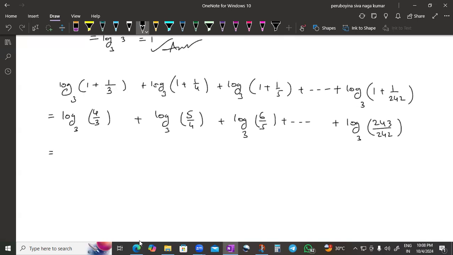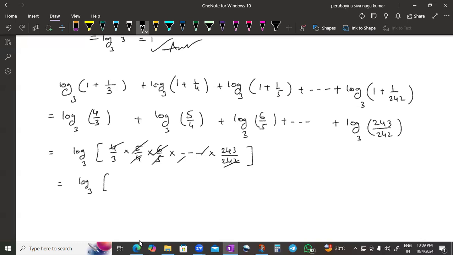So from all these terms, you can see log base 3 with a continuous multiplication, right? Because log m plus log n plus log p means log of m into n into p. So you can write it as a product of the numbers, and the last number, 243 by 242, is also multiplied together. And you can see 4, 4 got cancelled, 5, 5 cancelled. So look at the cancellation pattern. In this way, all the numbers got cancelled. So after cancellation, 243 by 3, again you can cancel 3 and 243, 81 with base 3. So 81, you know how to express that, 3 power 4 base 3. Of course, it will be 4 log 3 base 3. Of course, then the answer is 4.